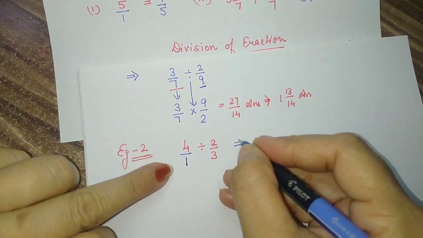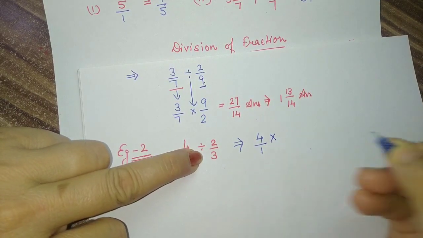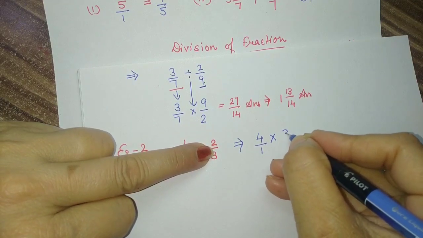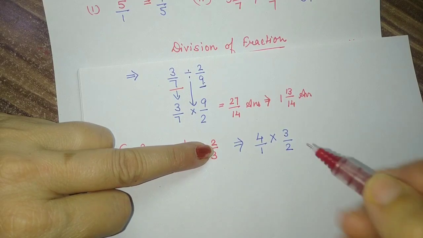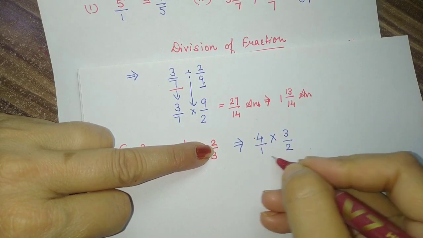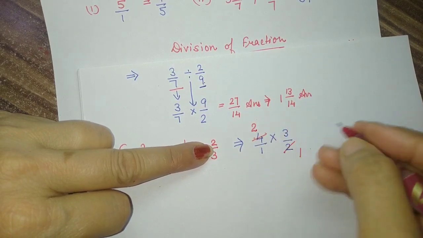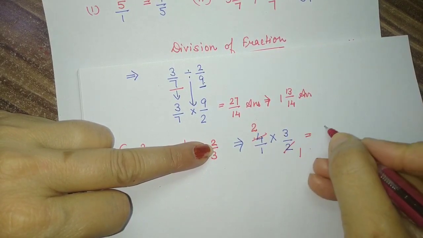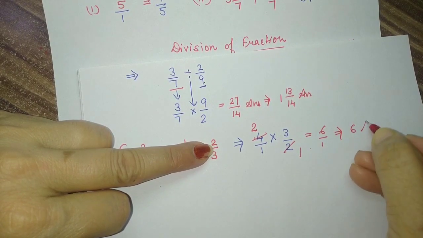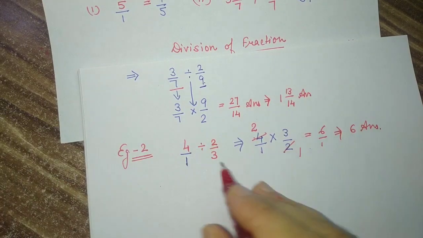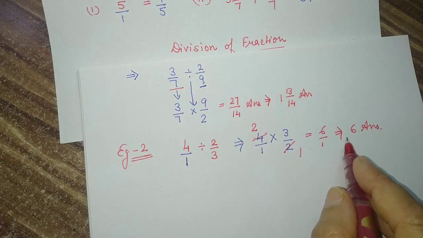Now solve this one. The first fraction will remain the same. Divide changes into multiply. 2 by 3 becomes 3 by 2. If it is possible to cancel out, do so; otherwise numerator multiplies with numerator, denominator with denominator. So 2 ones are 2, 2 twos are 4, 3 twos are 6, 1 one is 1. 6 by 1, then directly we can write 6 as the answer. So 4 divided by 2 by 3 gives answer 6.